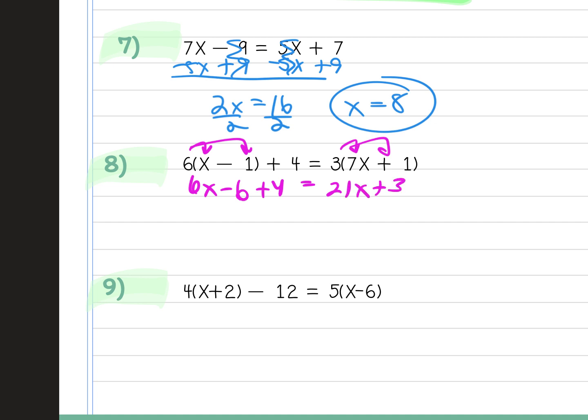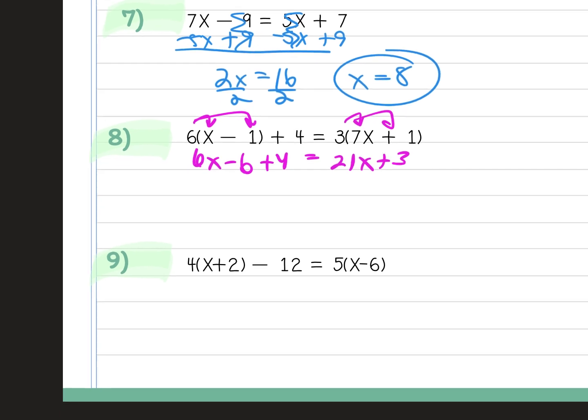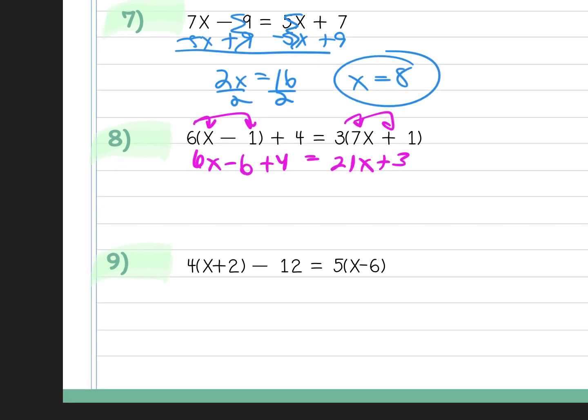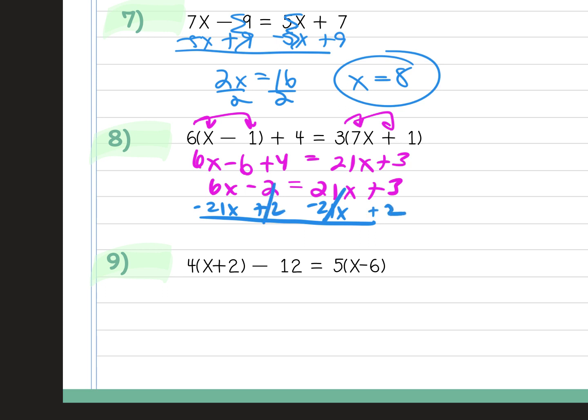Can I combine anything else on either side? Negative 6 and 4. So I have 6, what? X. What's negative 6 plus 4? Minus 2. Negative 2. Good. Now I can start moving numbers to one side, letters to the other. Some of you like only variables to be positive. That's fine. I like to move letters to the left-hand side. So I'm going to subtract 21x. And I'm going to add 2. Are you guys okay with that?